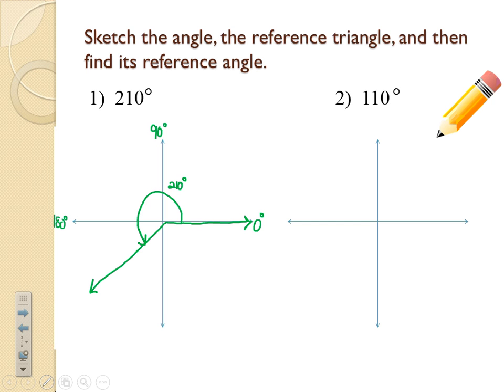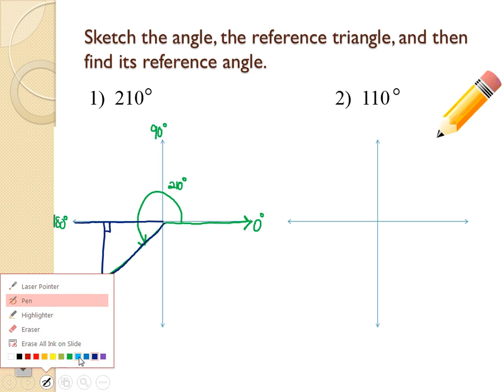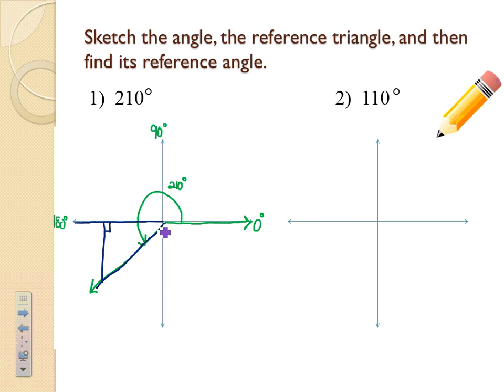Now what I want to do is draw my reference triangle. So my reference triangle always has my terminal side, and I always drop a perpendicular to the x-axis. Well, this is the x-axis, so I'm going to drop a perpendicular, and there is my reference triangle right there. So that's my reference triangle. Now I want to find my reference angle. I just told you that my reference angle is closest to the origin. So this is my reference angle.